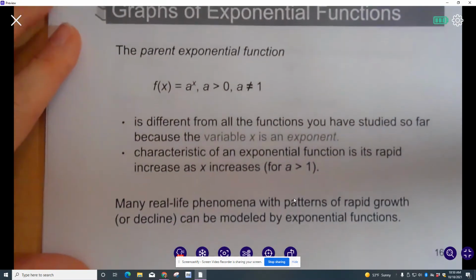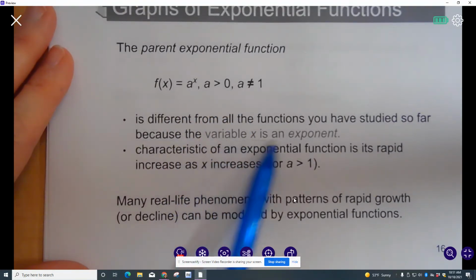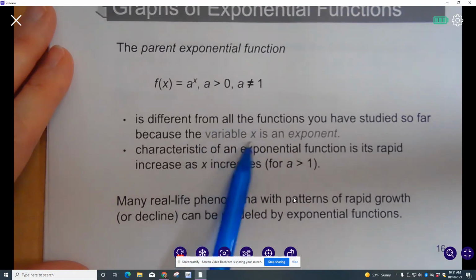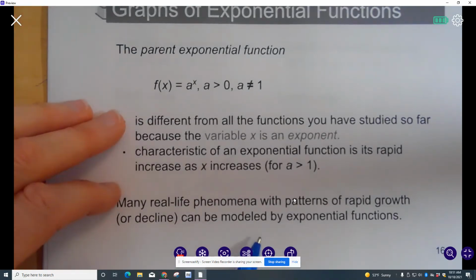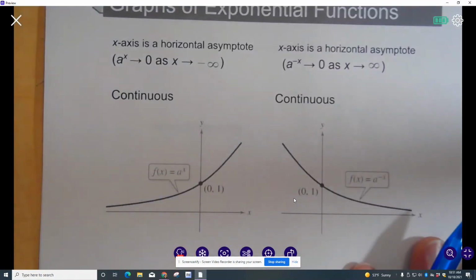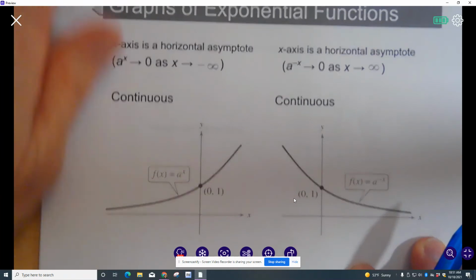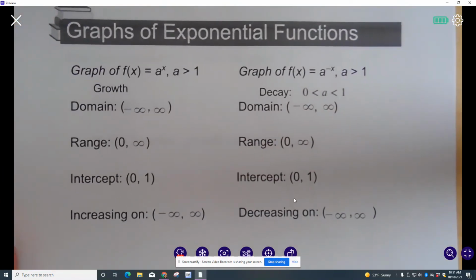Okay, a little more on graphs. This is what we already talked about. The base needs to be positive and it cannot equal 1, reminding you that the variable is an exponent. That's why they're called exponential functions. And then they're just saying, hey, many real life phenomena follow this kind of pattern of growth. When we started COVID, whatever, year and a half ago, they talked a lot about it growing exponentially. Actually, it didn't grow exponentially because it eventually leveled off.